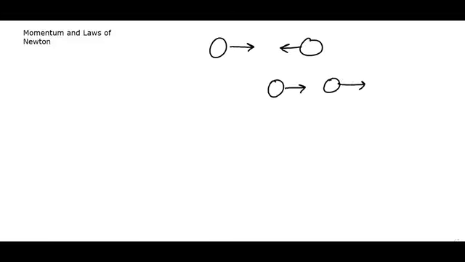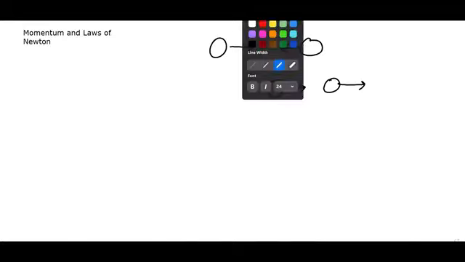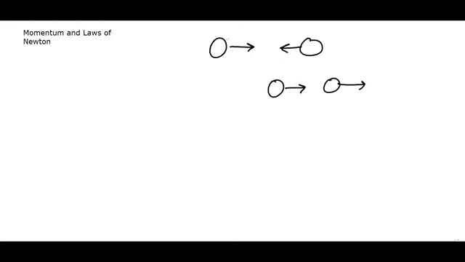Okay, so previously, if for example there were two objects moving towards each other, and after the collision they moved towards this direction for the sake of example, then we did these calculations based on the idea that momentum is conserved. So it was basically the law of conservation of momentum.